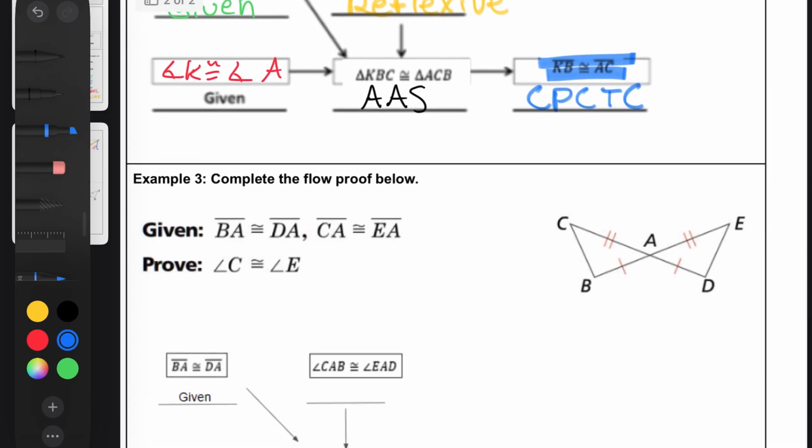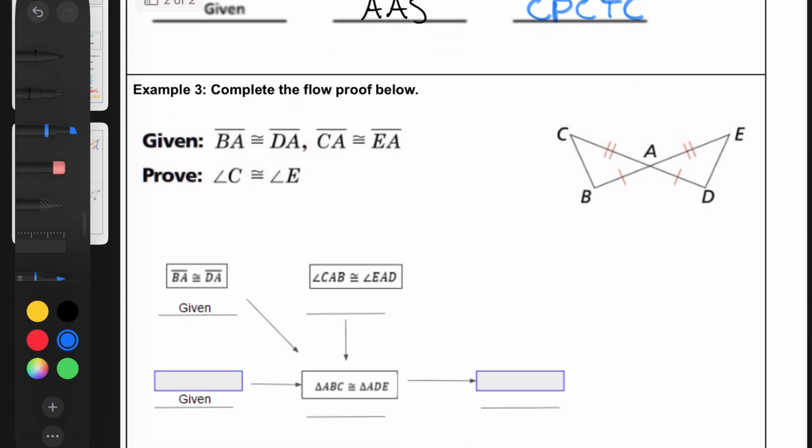So then example 3, I want you to pause the video and see if you can figure this out. I'm going to go ahead and work this out now. So pause the video if you would like to try this first. All right, so the following information is given.